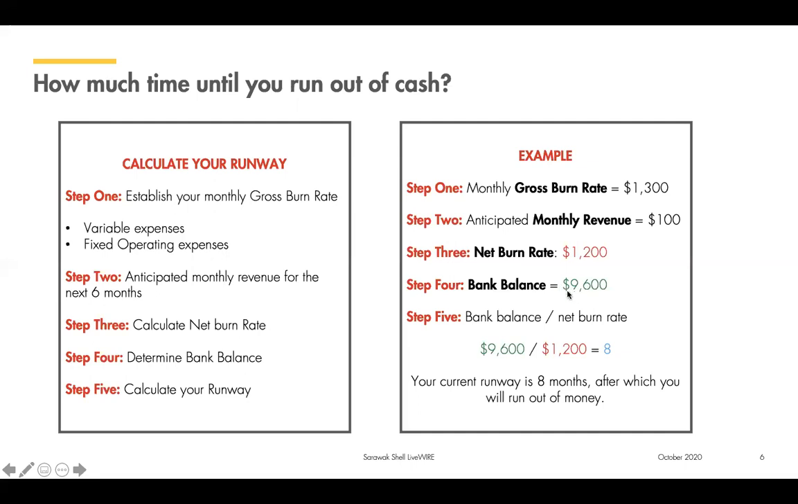So the bank balance is 9,600 ringgit or dollars. So the bank balance divided by the burn rate is actually 8. So you have 8 months of runway before you run out of money. So quite simple there, right?